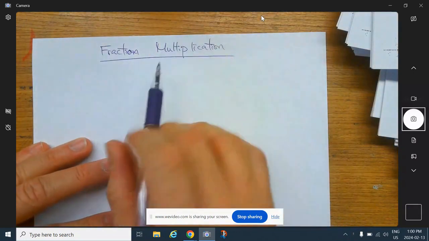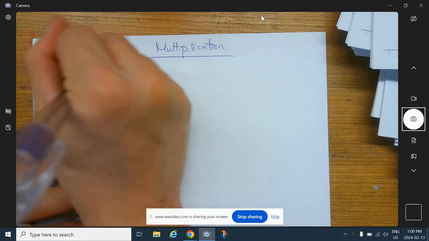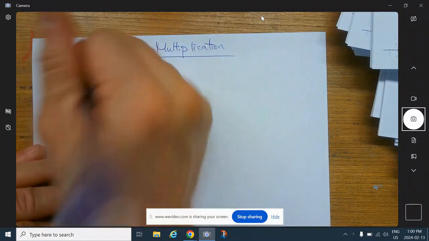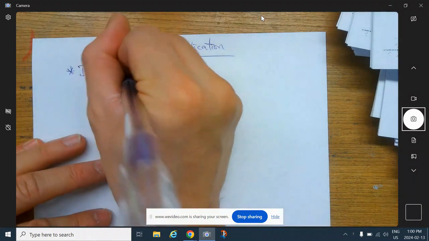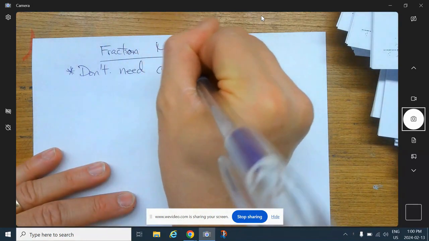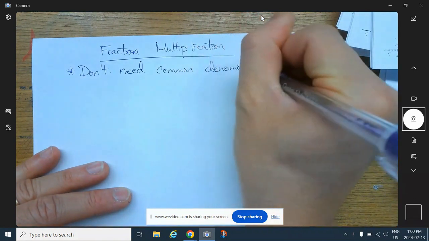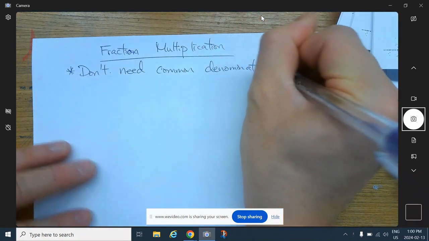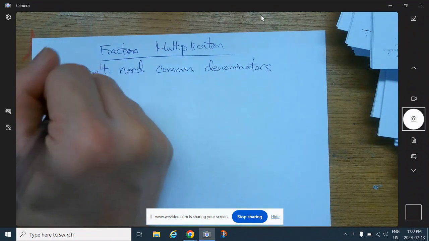This video is about fraction multiplication. Technically, fraction multiplication is not really that hard. It's actually quite easier to do, so to speak, because we don't need to worry about common denominators. So let's do some examples here.